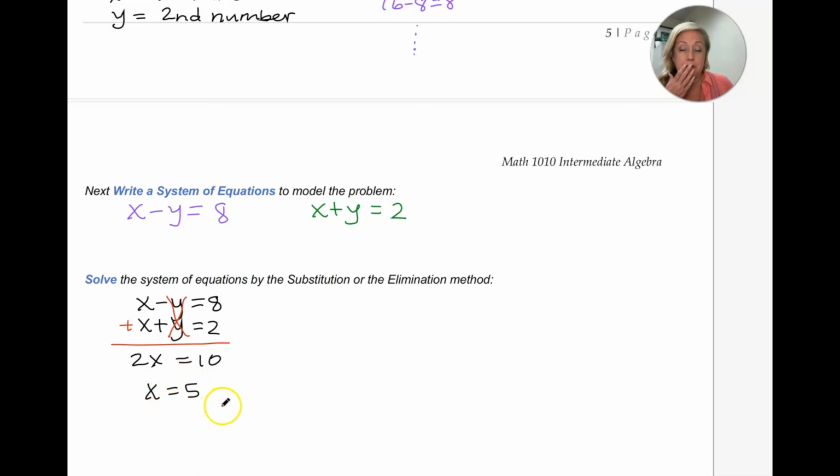All right, so I found one of my numbers, right? That larger number is going to have to be 5. And now I can use substitution to put this 5 back in place of my x here in my other equation to figure out what y is. So if I have 5, putting that in place of x, plus y equals 2, to solve for y, I need to subtract the 5 over. So that means I get y equals -3.